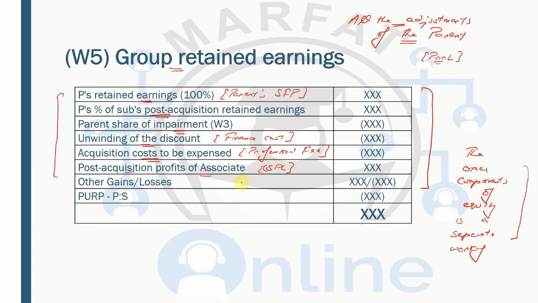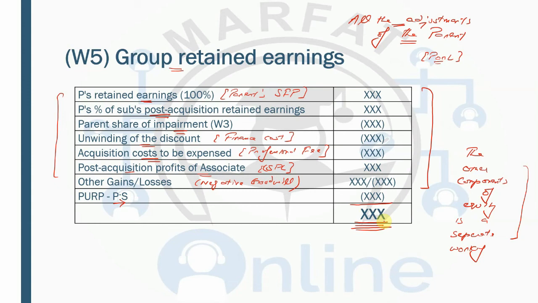Similarly, if there is any bargain purchase like negative goodwill, that is recorded as income over here. So other gains and losses such as negative goodwill, or any gain or loss which is related to the profit or loss, and it should be related to the parent only, not subsidiary, because any gain or loss related to subsidiary should be dealt in working number 2. And if the parent is the seller, then unrealized profit should be deducted from here. So this is the group retained earnings which will be recorded in the consolidated statement of financial position.